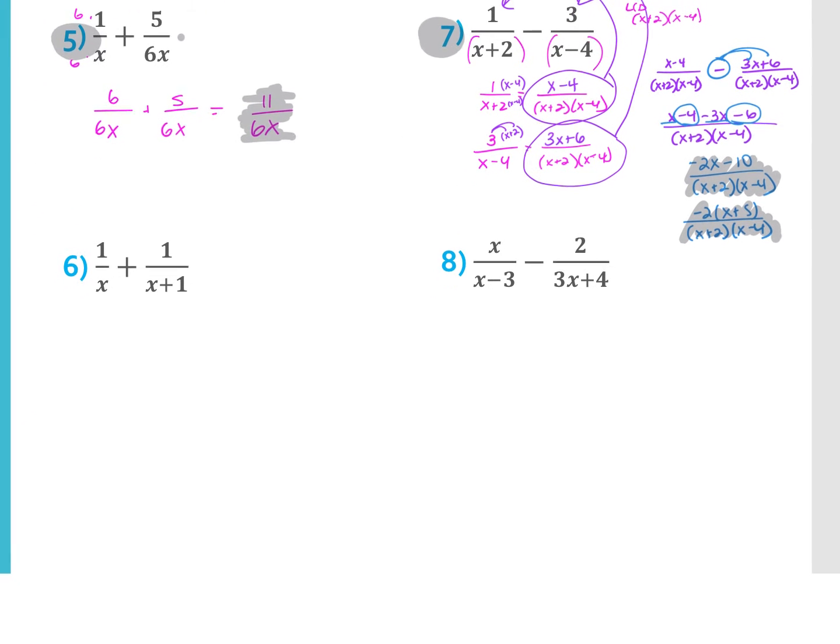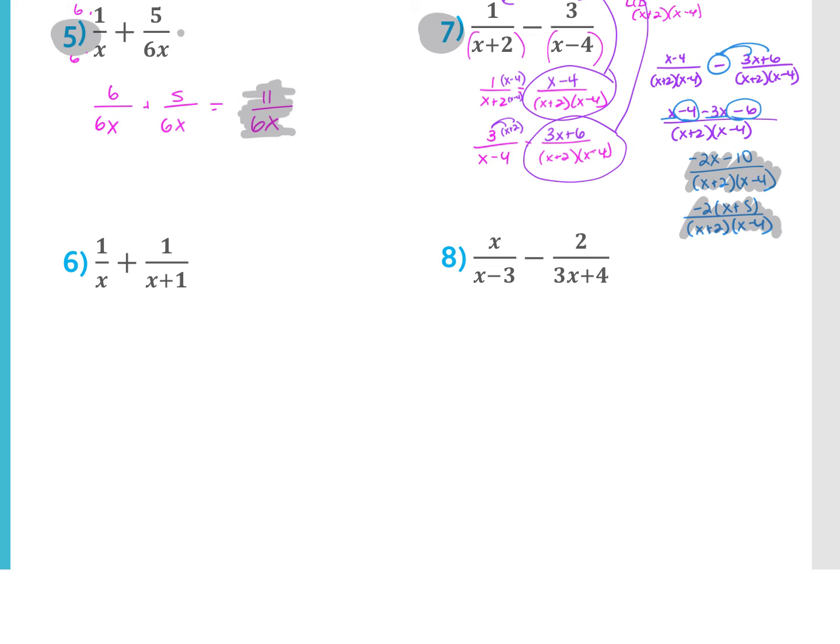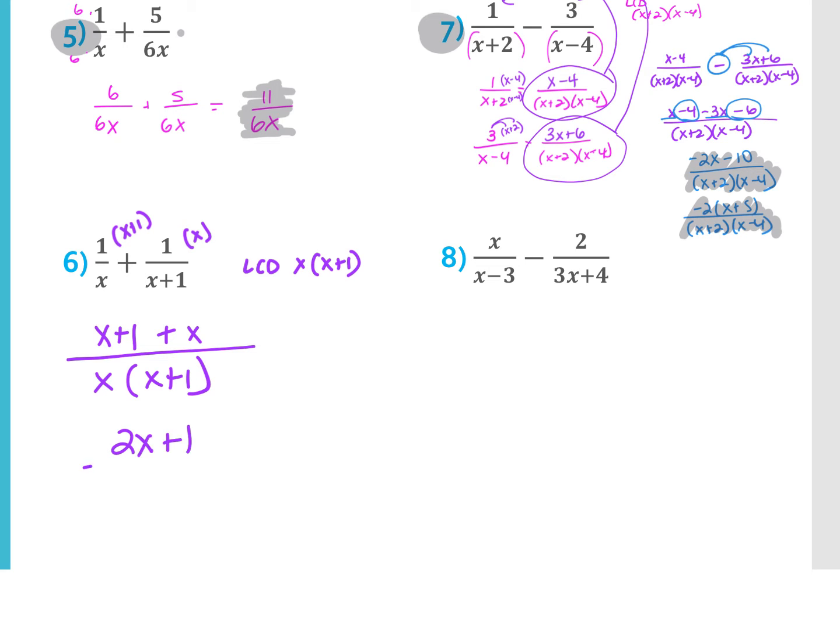Finishing off this slide, 6, your denominators are x and x plus 1. So my least common denominator is both, x times x plus 1. This needs the x plus 1, and this needs the x. So I'd get x plus 1, because that's what 1 times that is, plus x all over x times x plus 1. And combine my like terms in the top, 2x plus 1 over x times x plus 1.